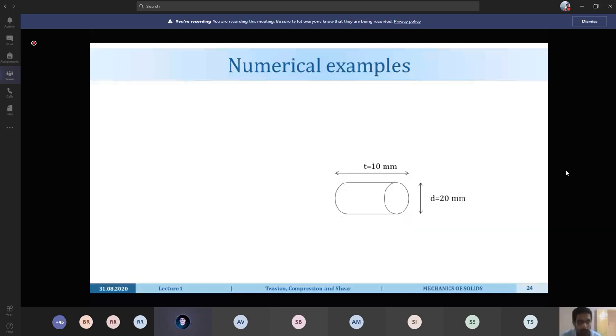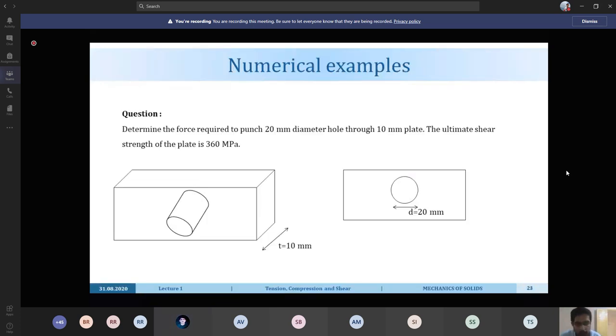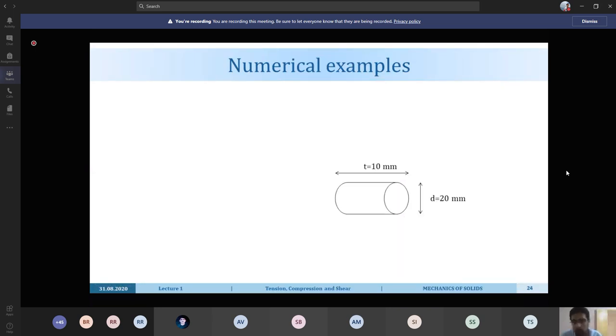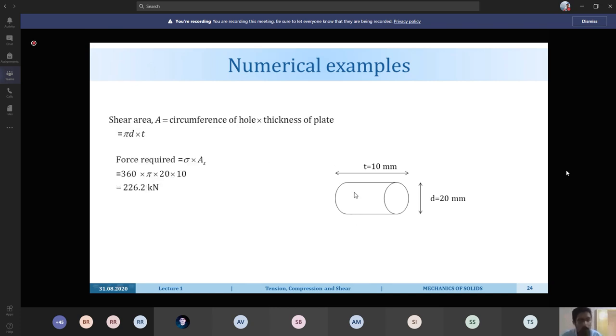So basically, this length is the thickness of the plate, which is nothing but 10 mm, and the diameter of this hole is 20 mm. This is given here. The figure is not up to scale, sorry for that. We are provided with the shear stress, and we need to find the force required, the shear force. That is nothing but the shear area times the stress.